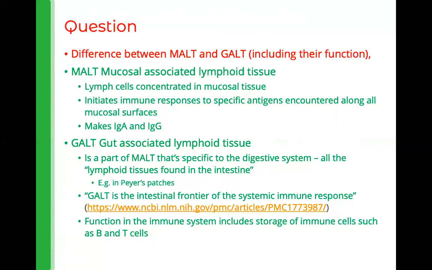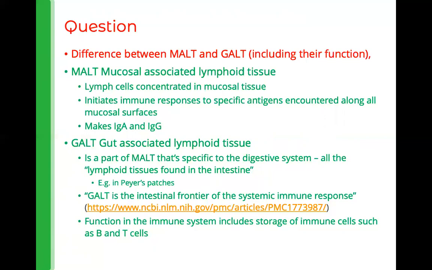Okay, so then we have the difference between MALT and GALT. MALT being your mucosal associated lymphoid tissue. It's basically your lymph cells that are concentrated in the mucosal tissue. Simple enough, right? But what it does is it initiates immune responses to specific antigens that are encountered along all mucosal surfaces. So think anywhere where there's a mucosa or a mucosal lining in the body, if there's a specific antigen that is picked up by that mucosa, it's the lymph that responds and stimulates production of IgA and IgG. That's what it does.